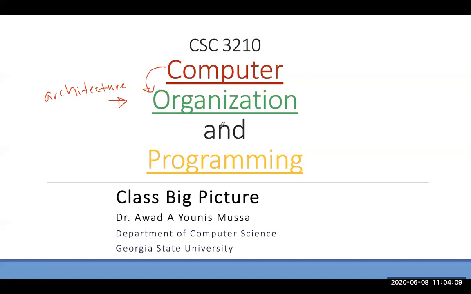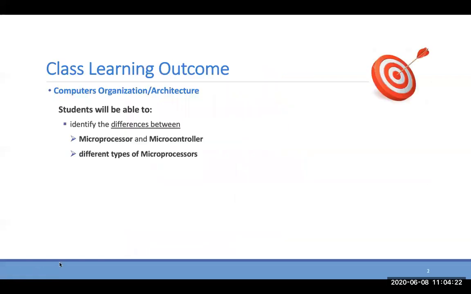And once we know how the computer is organized, we will learn how to program it. So as I said, hopefully at the end of the semester, you will understand what the computer is, what the architecture is, and what programming is. So let's get started.